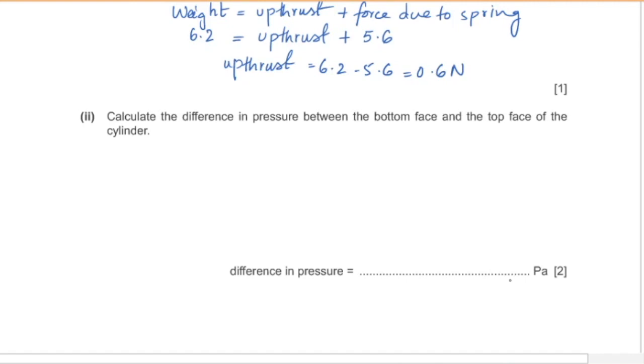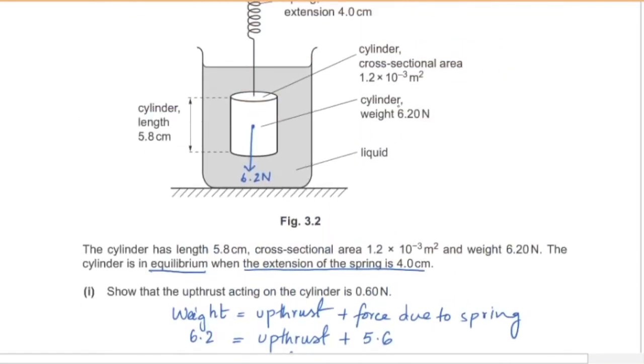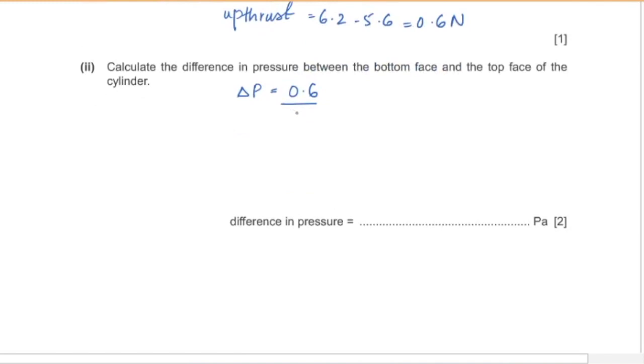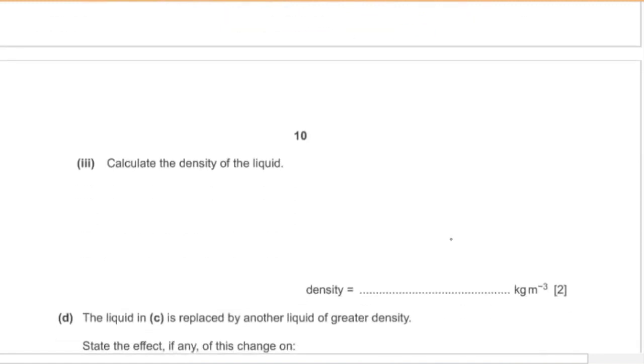Part 2, calculate the difference in pressure between the bottom face and the top face of the cylinder. Always remember, upthrust is only due to the difference in pressure between the bottom face and the top face of the cylinder. So the difference in pressure is equal to the upthrust that acts on the cylinder, which is 0.6 newtons, divided by the cross-sectional area of the cylinder, which is 1.2 times 10 to the power of negative 3. And that gives us the total difference in pressure as 500 pascals.